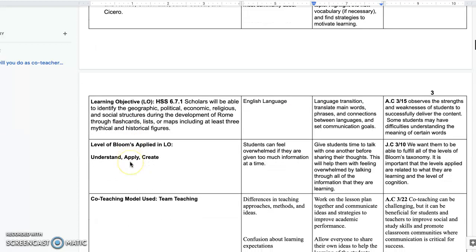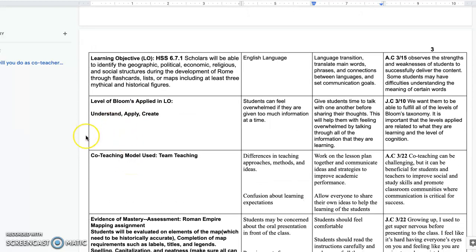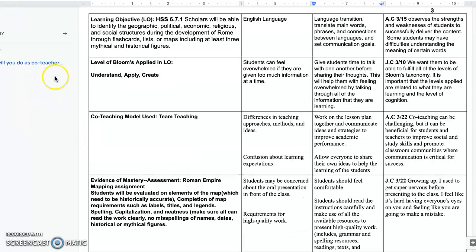So the learning objective was that scholars will be able to identify the geographic, political, economic, religious, and social structures during the development of Rome through flashcards, lists, or maps, including at least 3 mythical and historical figures. The levels of Bloom's applied in this lesson were understand, apply, and create.